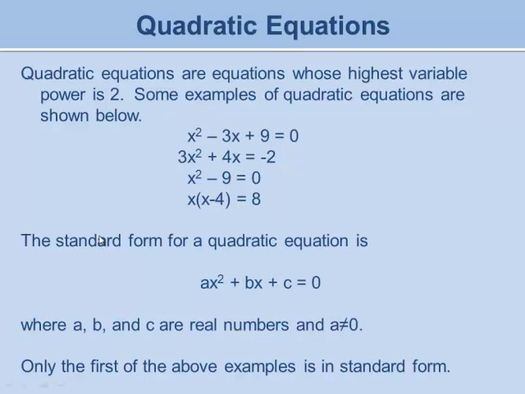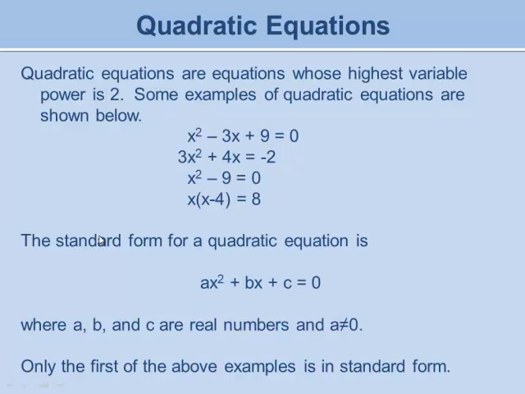Quadratic equations are equations whose highest variable power is 2. Some examples of quadratic equations are shown below. X squared minus 3x plus 9 equals 0. Again, notice the highest power is 2. 3x squared plus 4x is equal to negative 2. Again, notice the highest power is 2. It doesn't matter where the other terms are in terms of the equal sign.